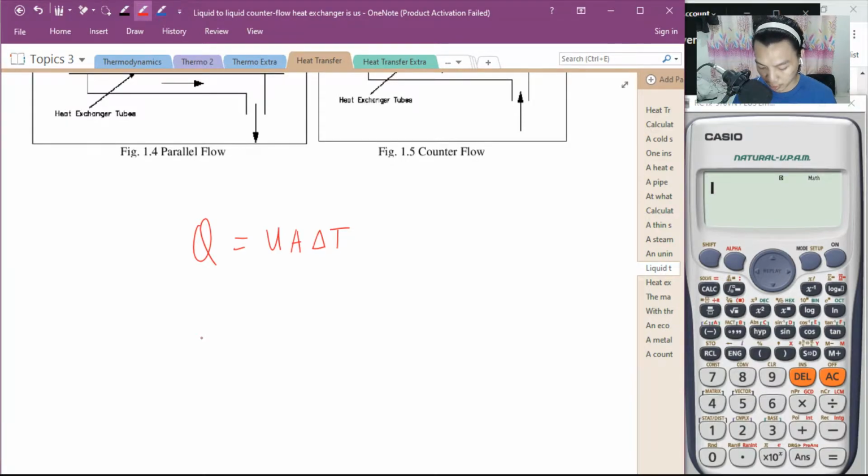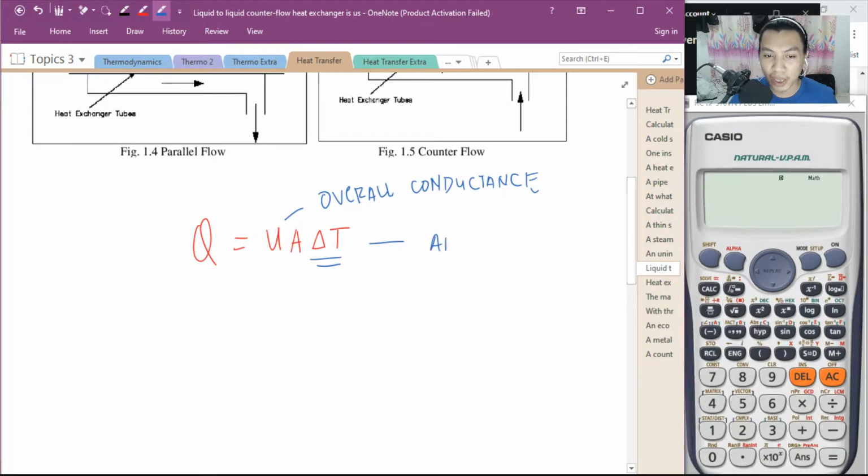Let me check my notes. Here, heat transfer in terms of overall conductance U, where U is the overall conductance, and the temperature difference can be specified as AMTD, the arithmetic mean temperature difference, or simply LMTD, the logarithmic mean temperature difference.